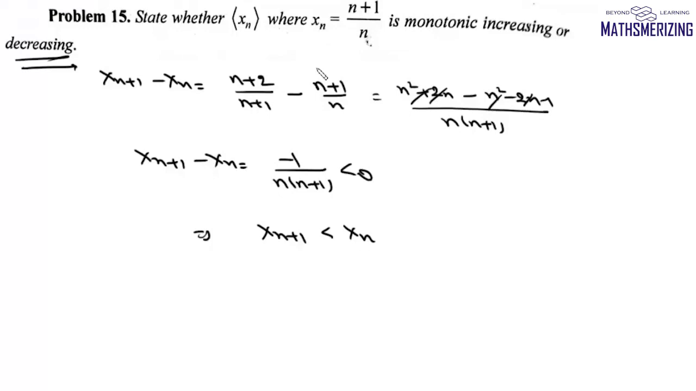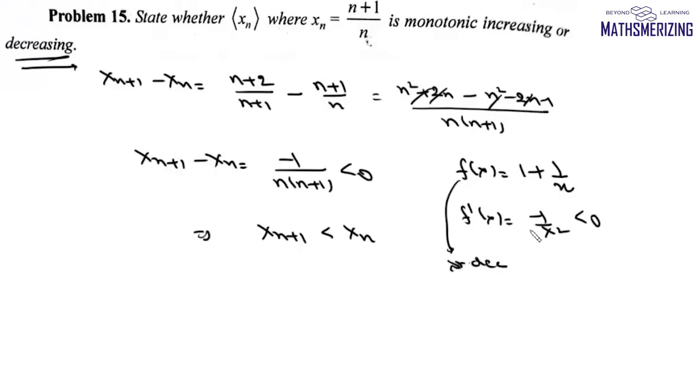Now another method to show the sequence is decreasing is by considering the function fx equals 1 plus 1 by x. Now if we find f dash x, it will be minus 1 upon x square. That means f dash x is less than 0. And if f dash x is less than 0, then fx is strictly decreasing. So this function fx is a strictly decreasing function.